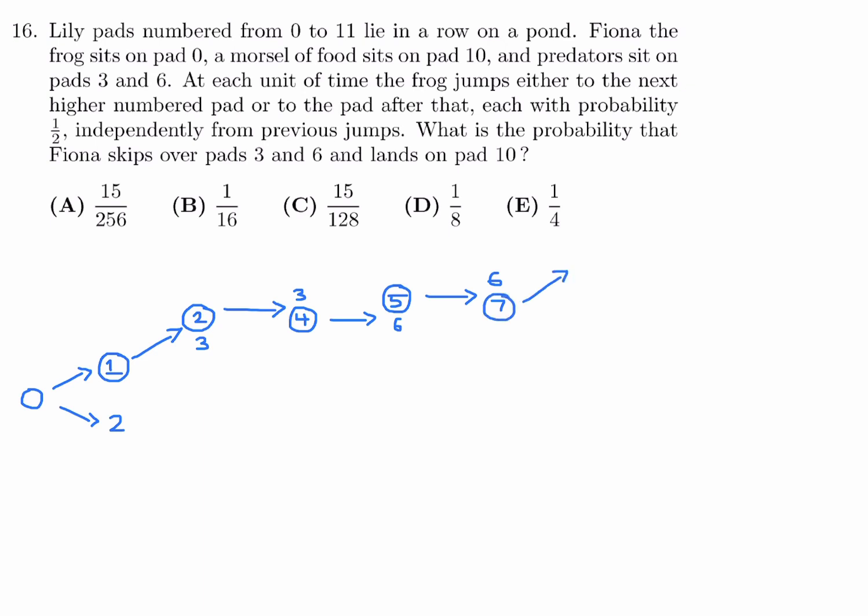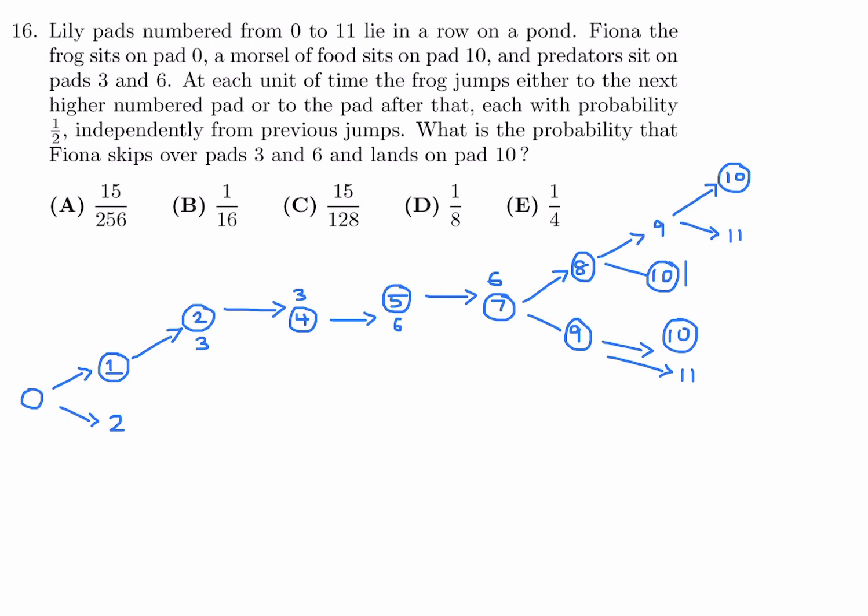From pad 7 we can go to 8 or 9. Both of those are perfectly fine. From pad 8 we can go to 9 or 10. If we get to 10, we win. So that's when the game ends. If we get to 9, we have to keep going. We either go to pad 10 or 11, and we want to go to 10. So let's circle all the ones that are good. From 9 this way, we go to either 10 or 11. And that means 10 is the one where we want to be. Okay, so I hope that made sense.